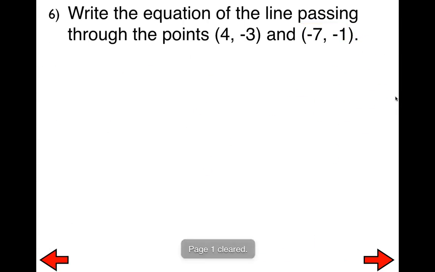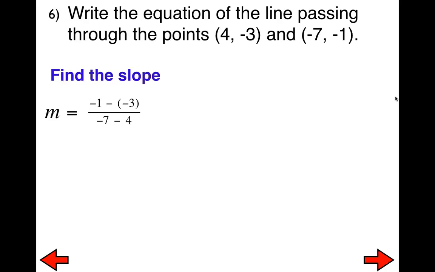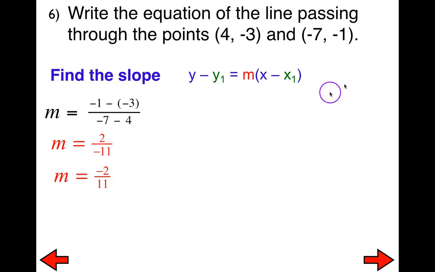Okay, so let's go ahead and have you try number 6 on your own as well. Okay, so hopefully first you found the slope. You did difference in y over the difference in x. You always do second minus first. I got a slope of negative 2/11. So notice either way you write it, it's still the same. I actually prefer to write it like so. But again, it really doesn't matter. It means the same thing.